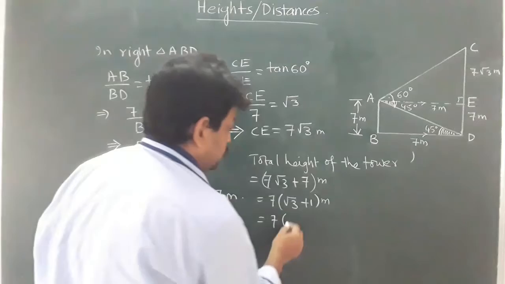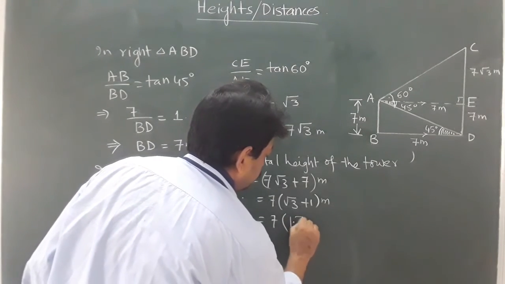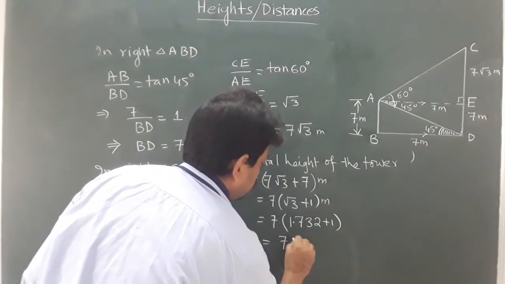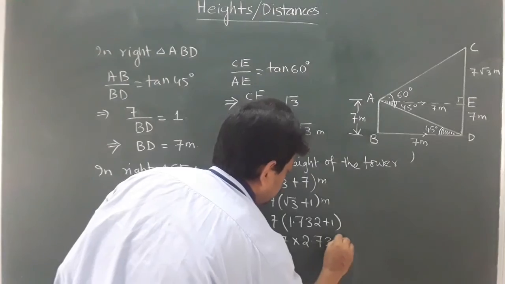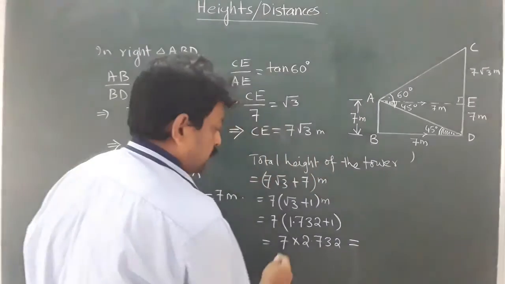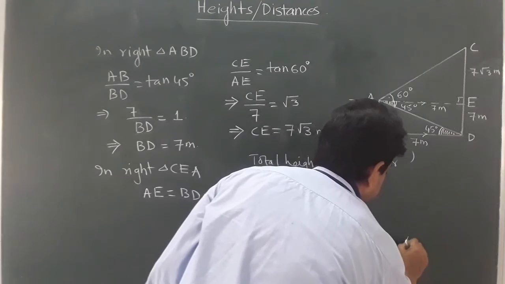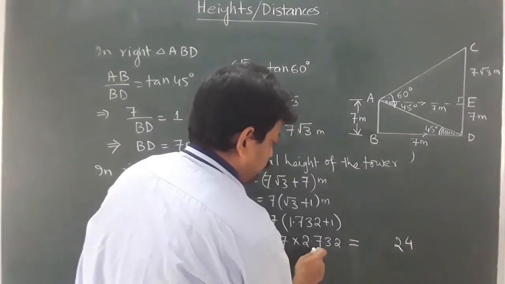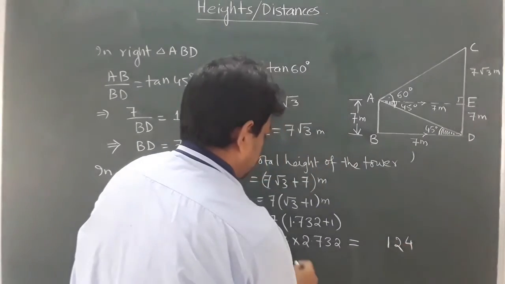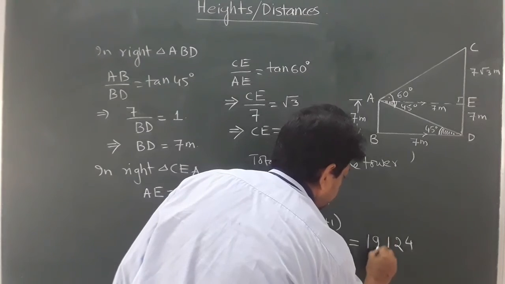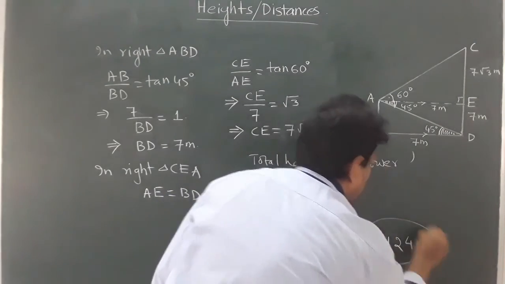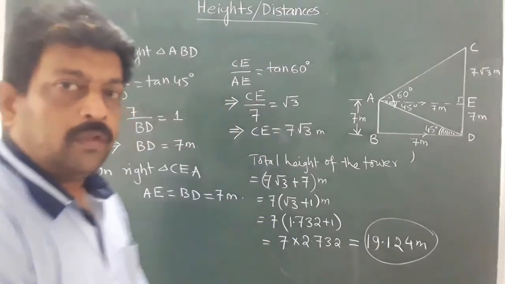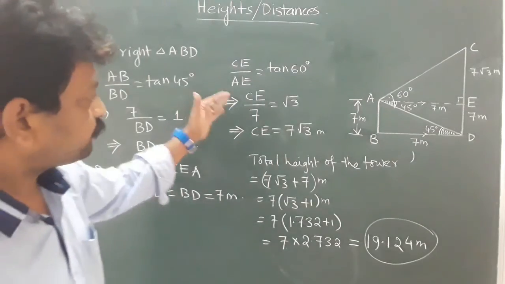The value of root 3 is 1.732, plus 1, so it is 7 multiplied with 2.732. 7 twos are 14, 7 threes are 21 plus 1 is 22, 7 sevens are 49 plus 2 is 51, balance 5, 7 twos are 14 plus 5 is 19. So this is the height of the tower, that is 19.124 meter.